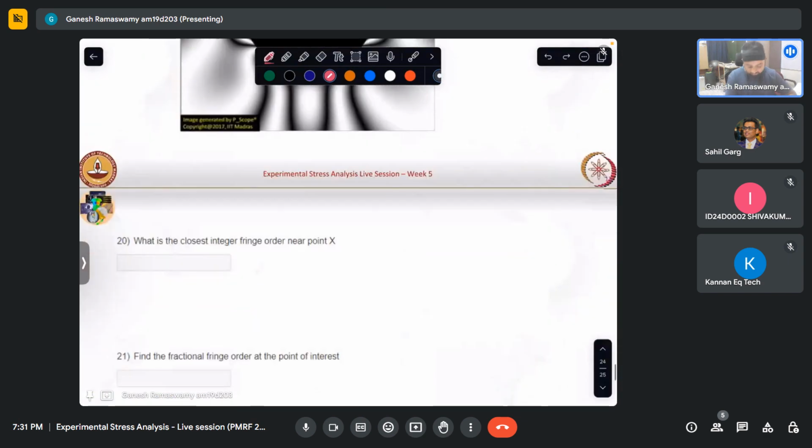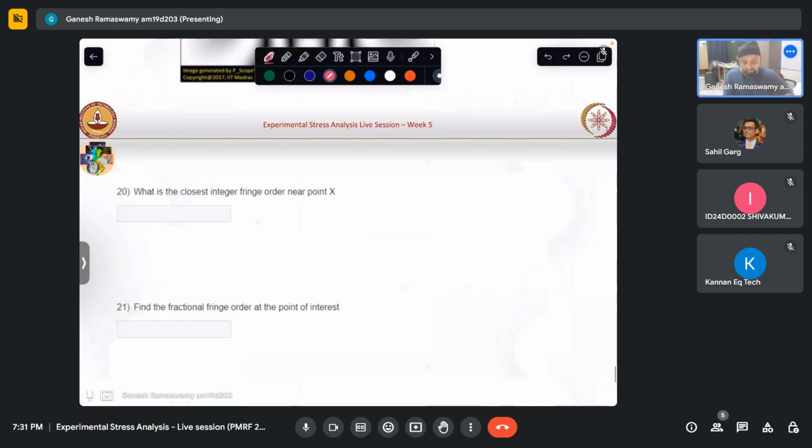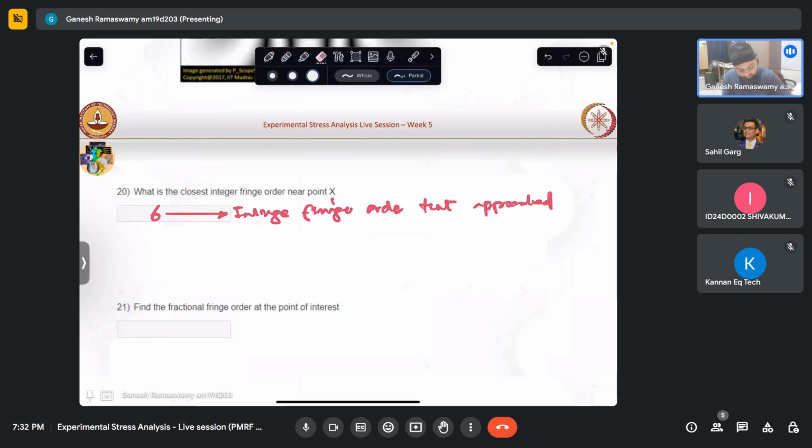Okay, with this background, what is the closest fringe order to the point X? It is given 6 is what came. 6 is the integer fringe order that approached, or rather occupied, point X when rotated by 45 degrees.